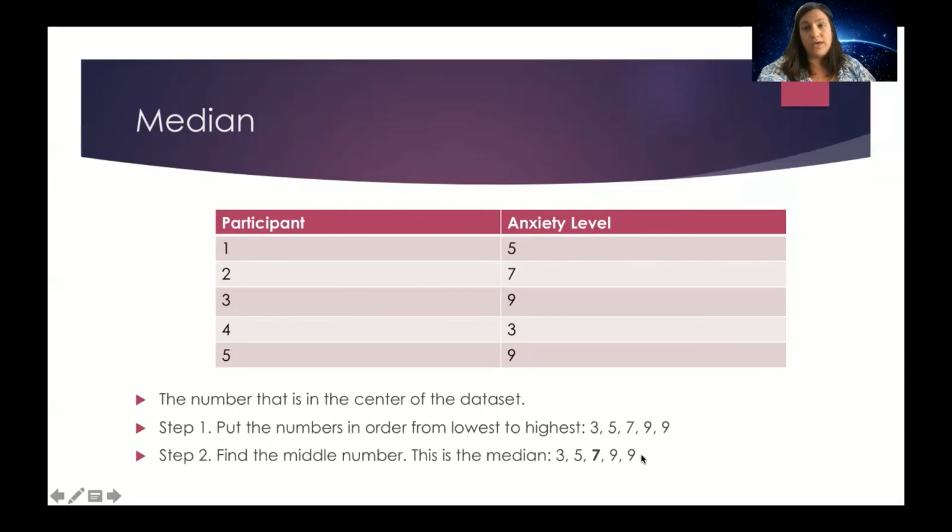And so we found from our central tendency of this data set that the mean was 6.6, the median was 7, and the mode was 9.